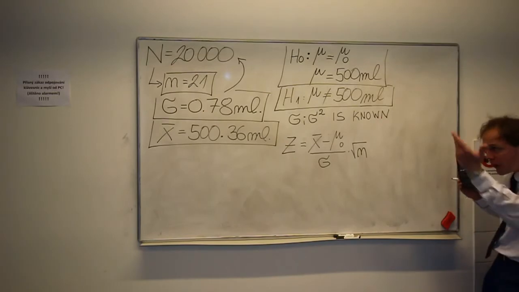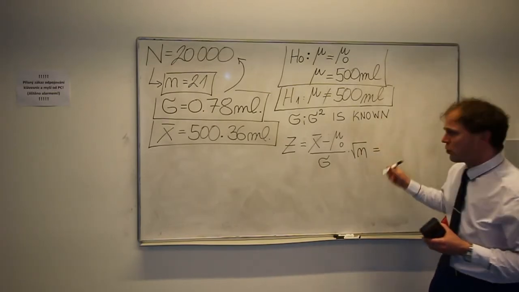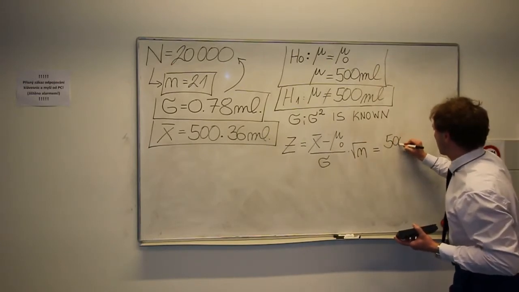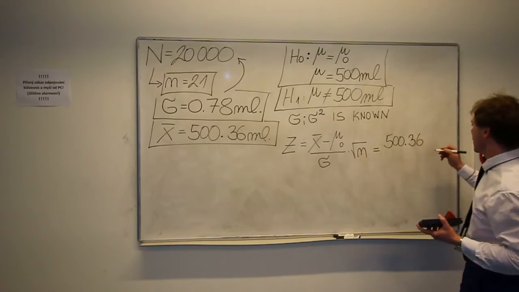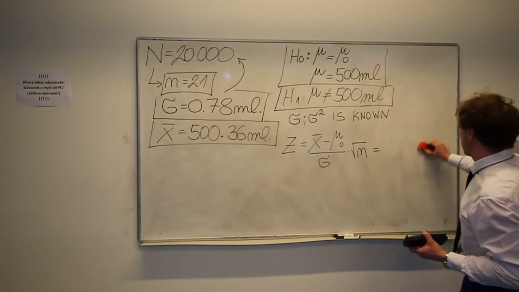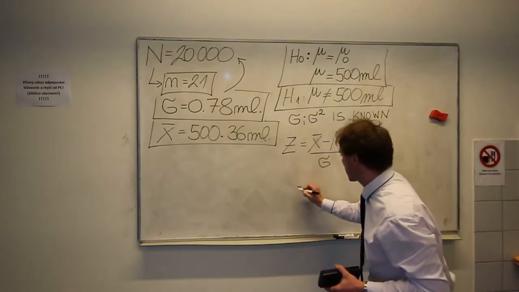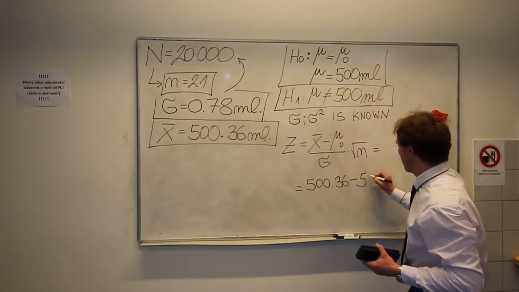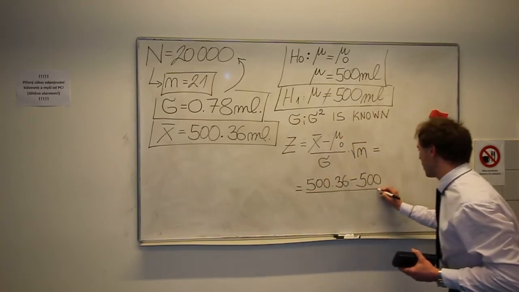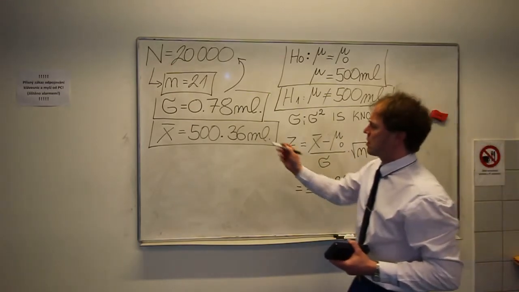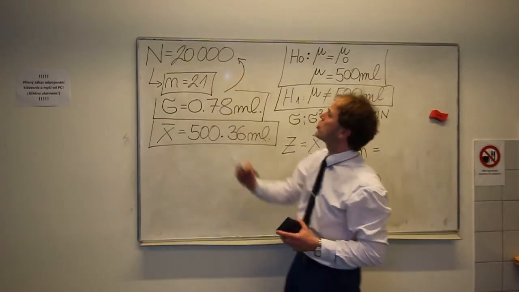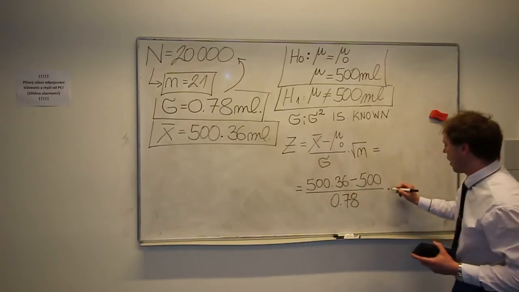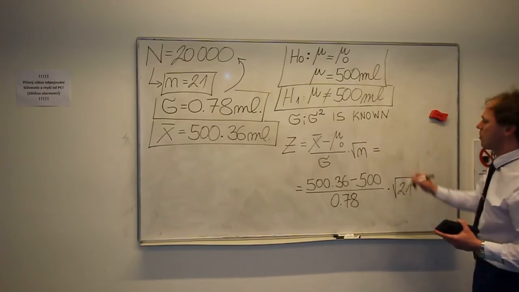Yes, again we know everything, so we will use our values which we have here. So 500.36, I will write it below because I don't have enough space. So 500.36 minus 500 divided by the known standard deviation, which is connected with the population of beer bottles, 0.78 times square root of 21 bottles.